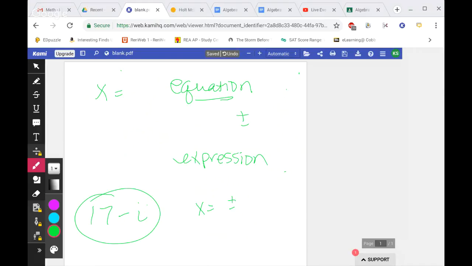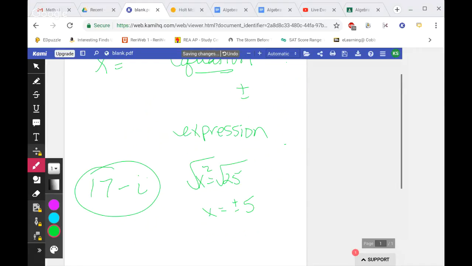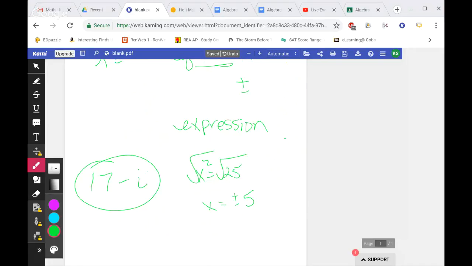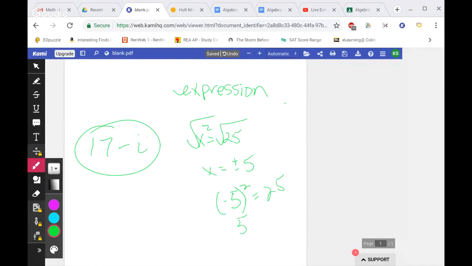Okay. So let's just take something really, really simple. Let's say x squared equals 25. So I'm going to take the square root of both sides. So x equals plus or minus 5. Because all the possibilities for x: negative 5 squared equals 25, but positive 5 squared equals 25. So does that kind of help clarify when?